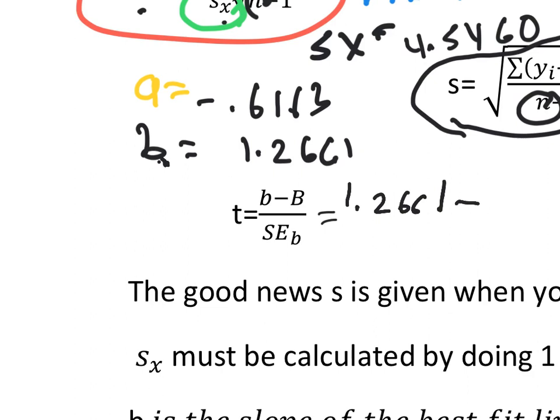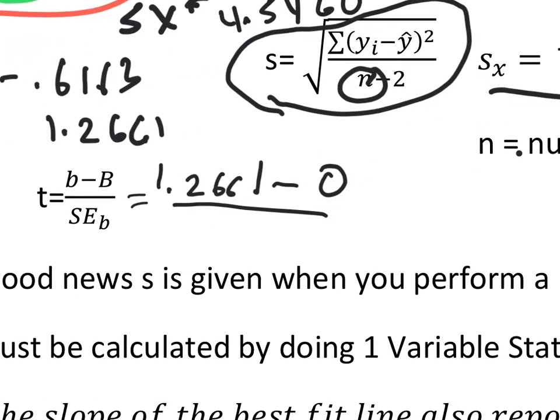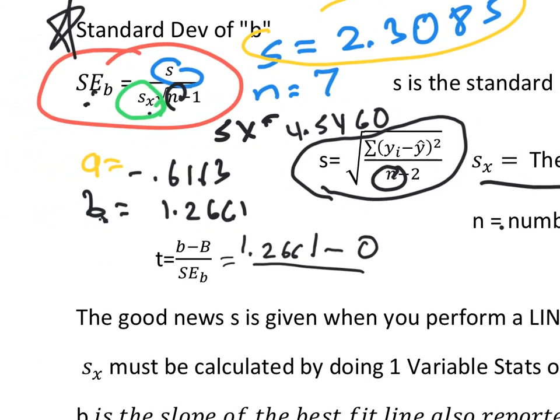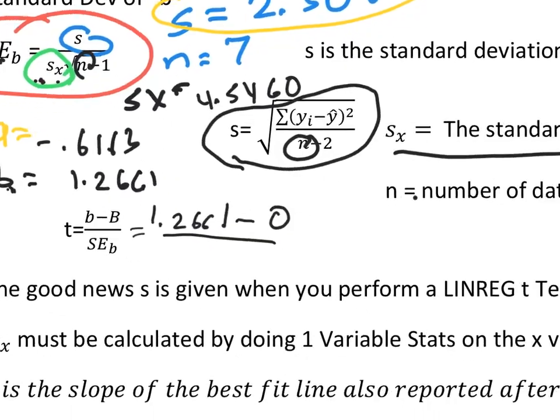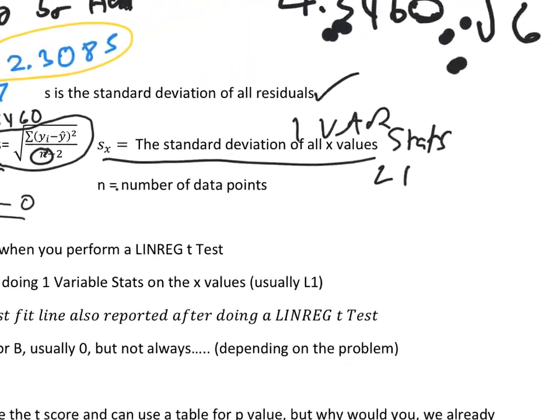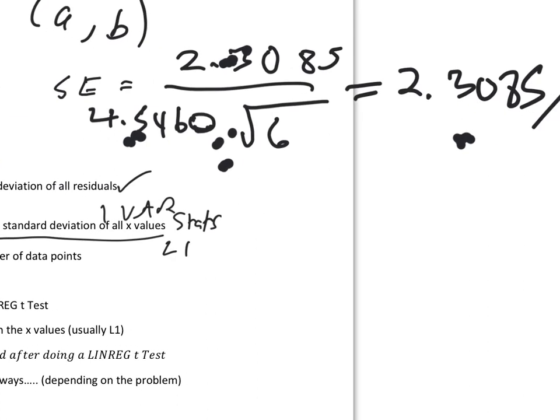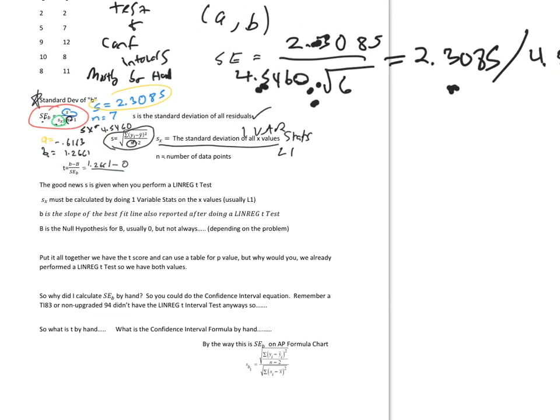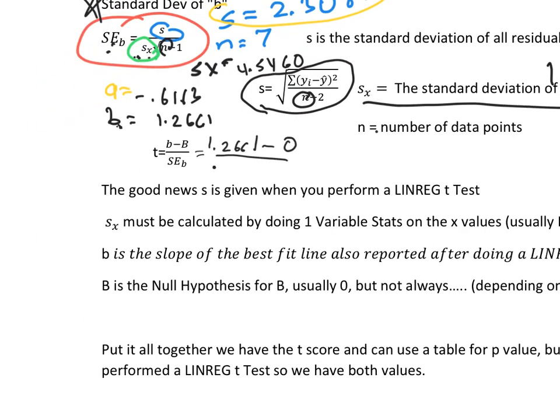1.2661 minus big B. What would it be in my null hypothesis? 0. Divided by the SE that you just did, the standard deviation of all residuals. And what did you get? 0.2073. Okay, and the answer is 2.0, I lost it already. 2 point what? 2.03.